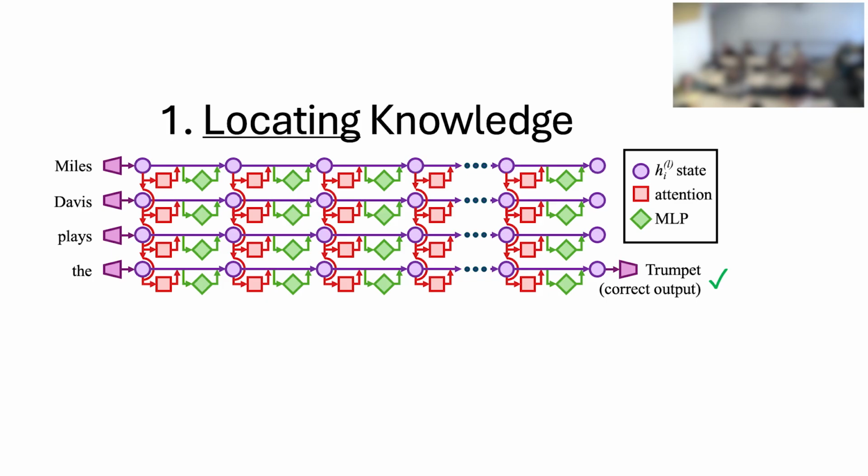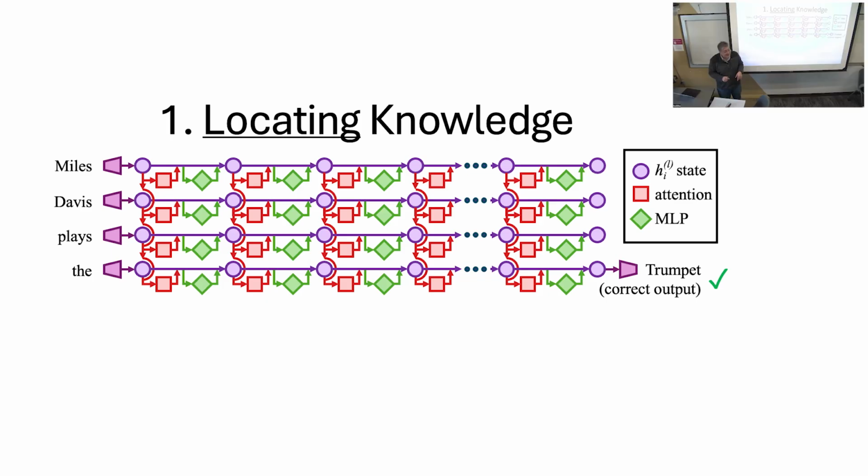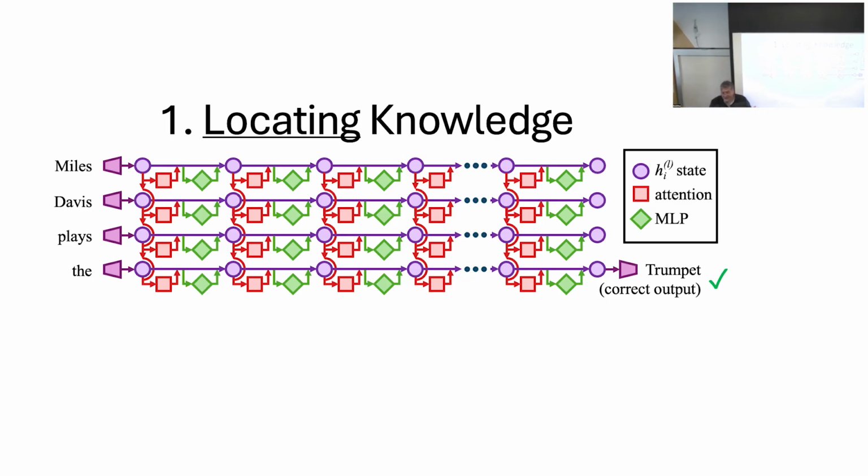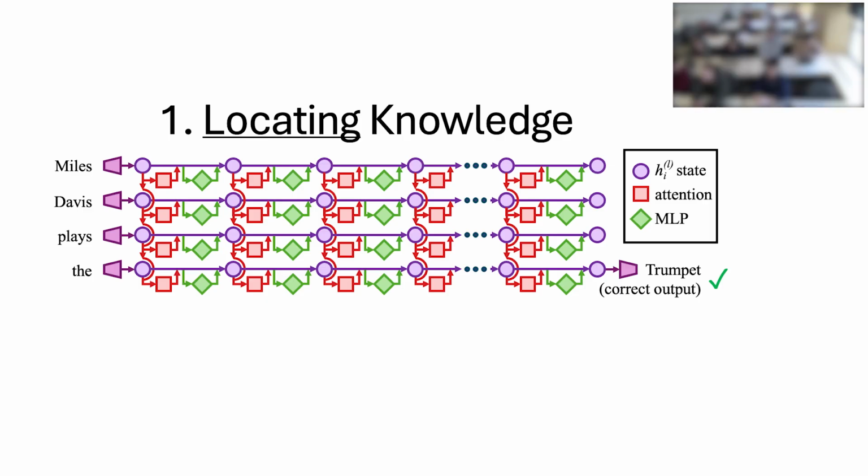And so, but if you probe for the information, the answer will be, yeah, that information is sort of everywhere. Maybe it's stronger in some places and weaker in other places, but the information is sort of everywhere.